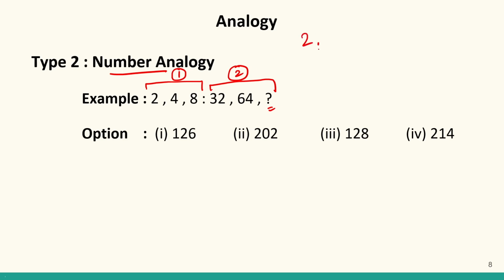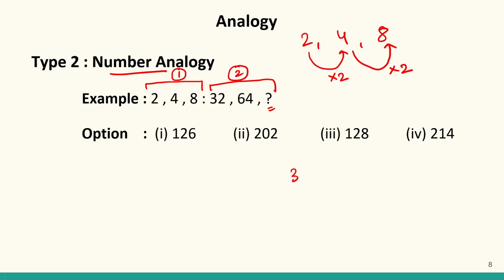In the first part, I can see that there are three terms, 2, 4 and then 8. Right? So if I go from 2 to 4, I am multiplying it by 2. If I go from 4 to 8, I am multiplying it by 2. So we have to follow the same logic in the second part as well.